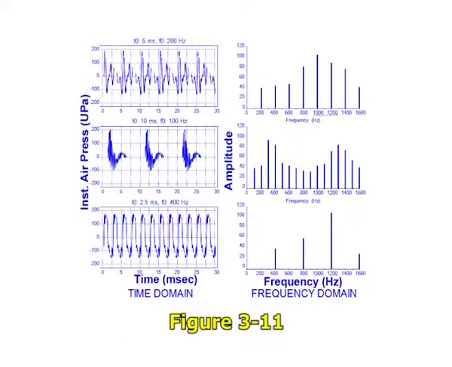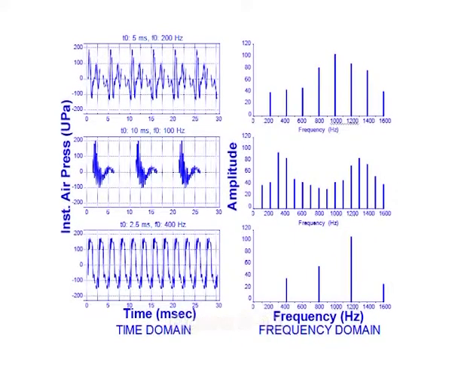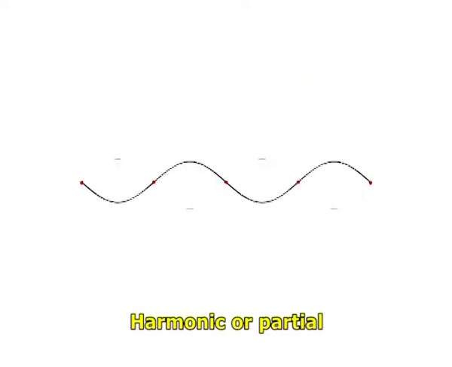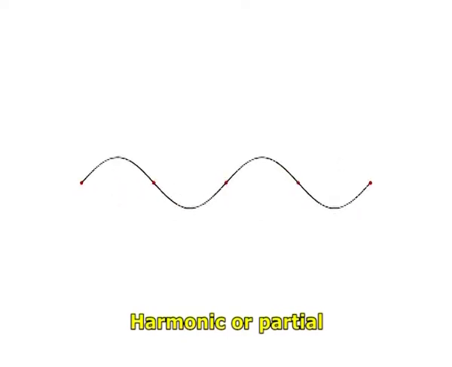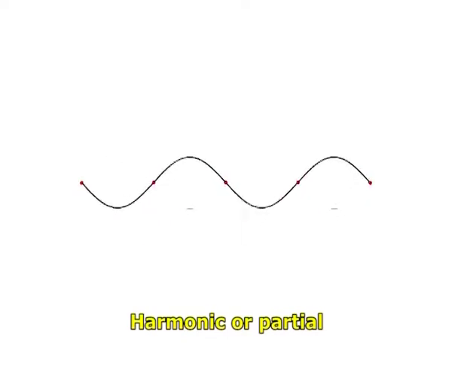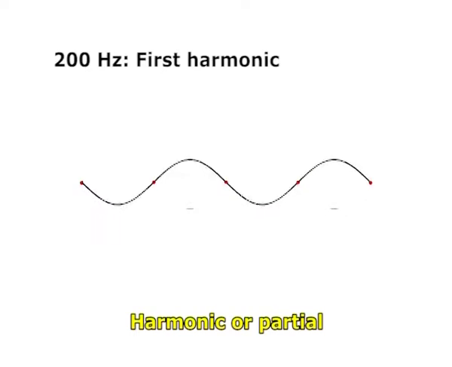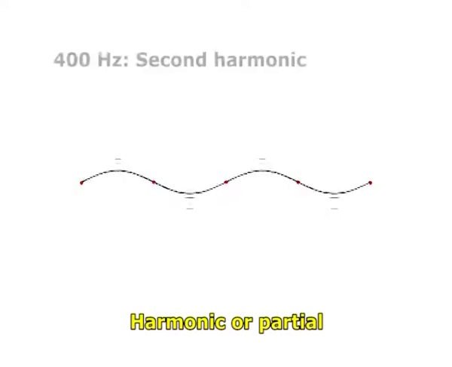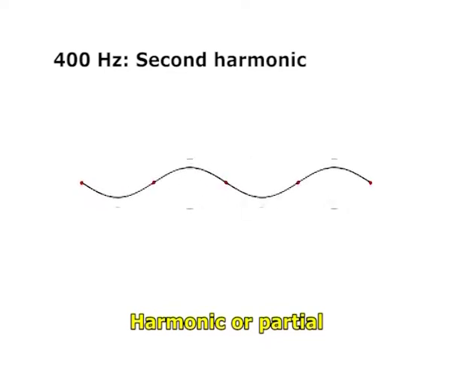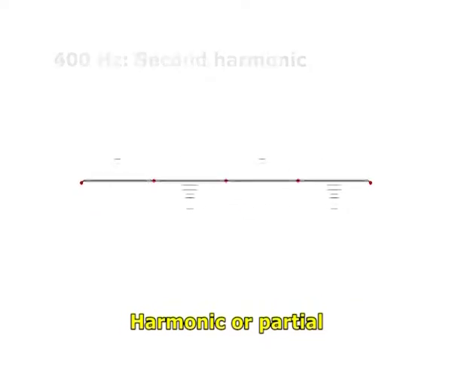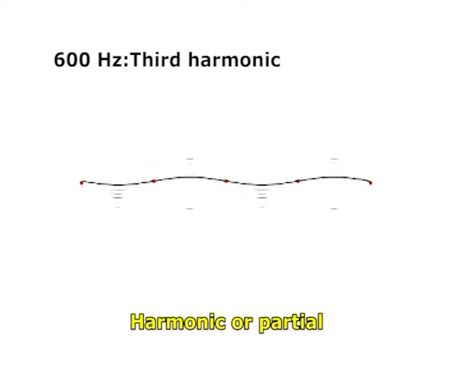For example, the signal in the top panel of figure 3.11 has energy present at 200 Hz, 400 Hz, 600 Hz, 800 Hz, 1000 Hz, 1200 Hz, and so on. Each frequency component in the amplitude spectrum of a complex periodic signal is called a harmonic, also known as a partial. The fundamental frequency, in this case 200 Hz, is also called the first harmonic. The 400 Hz component, 2 times the fundamental frequency, is called the second harmonic. The 600 Hz component, 3 times the fundamental frequency, is called the third harmonic, and so on.